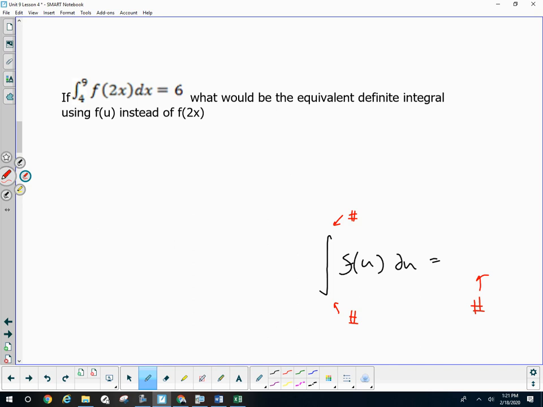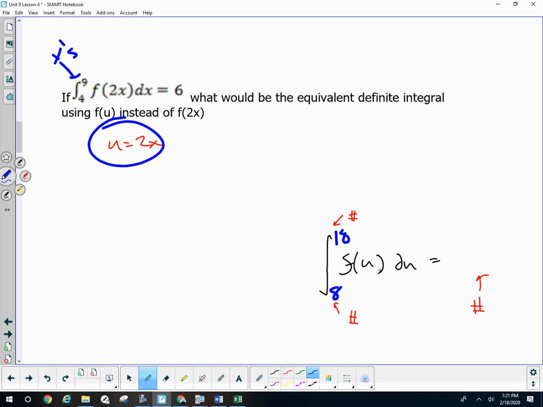Good. I like what I'm seeing from a lot of you. I'm liking what I'm seeing from pretty much all of you, which is the u equals 2x, the connection between u's and x's, and then the understanding that if these are x's, our u's would have to be double that, 8 and 18. Good. If you just stop there, you're not going to get the right answer.